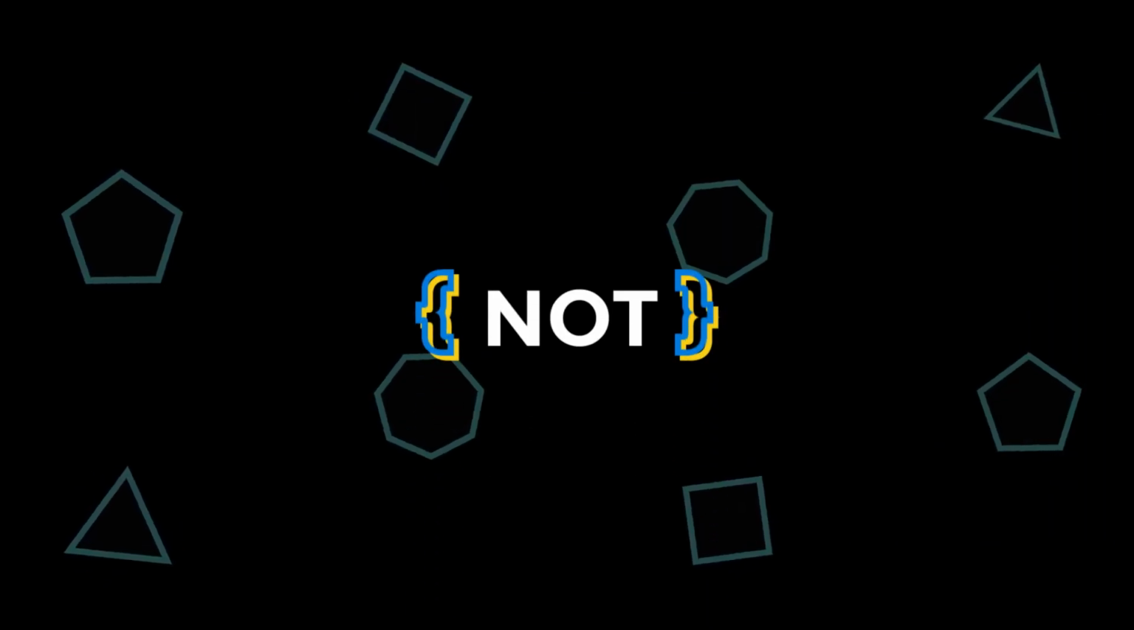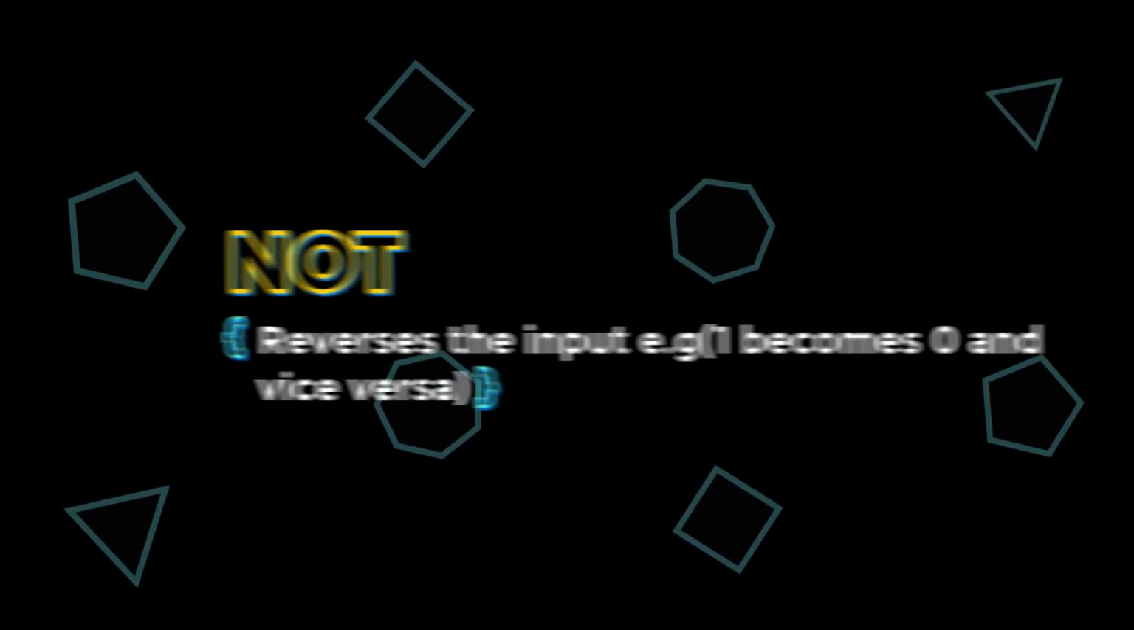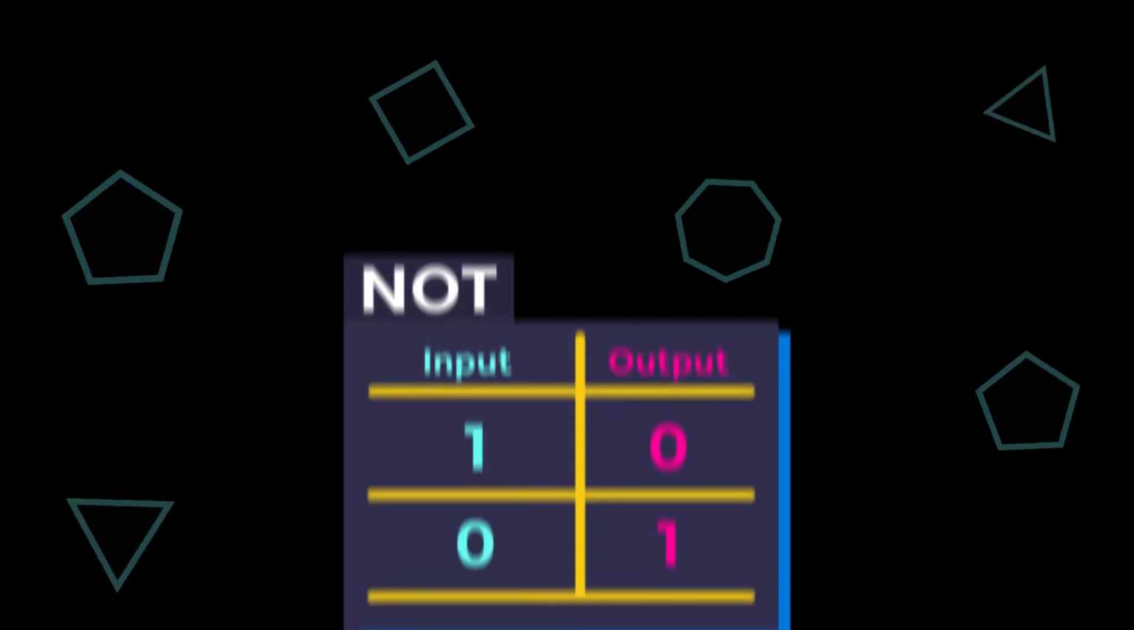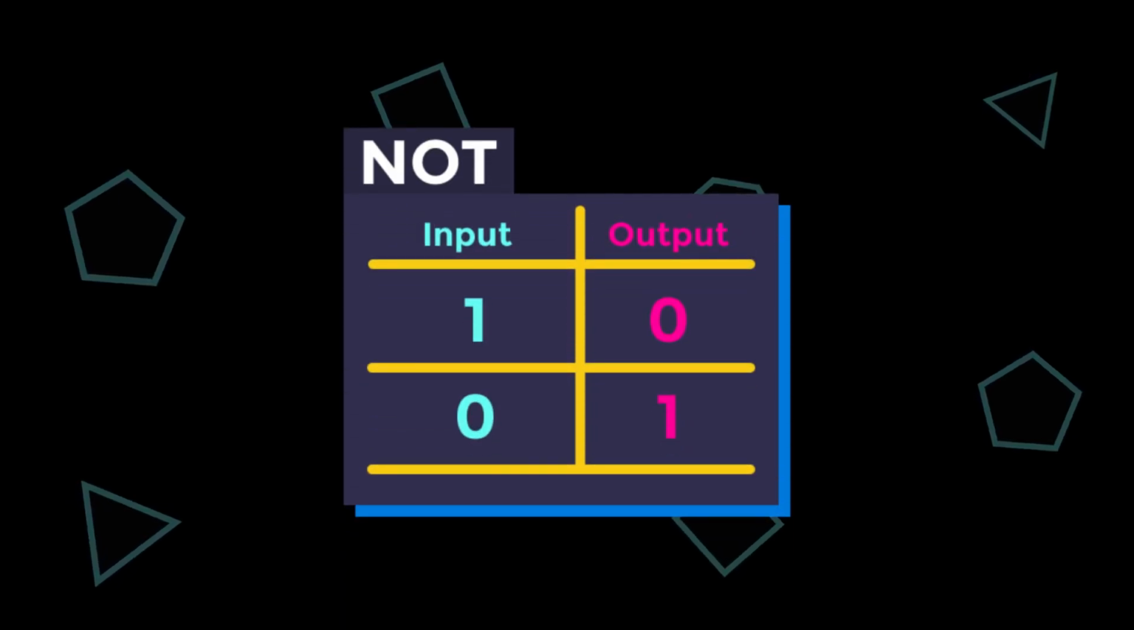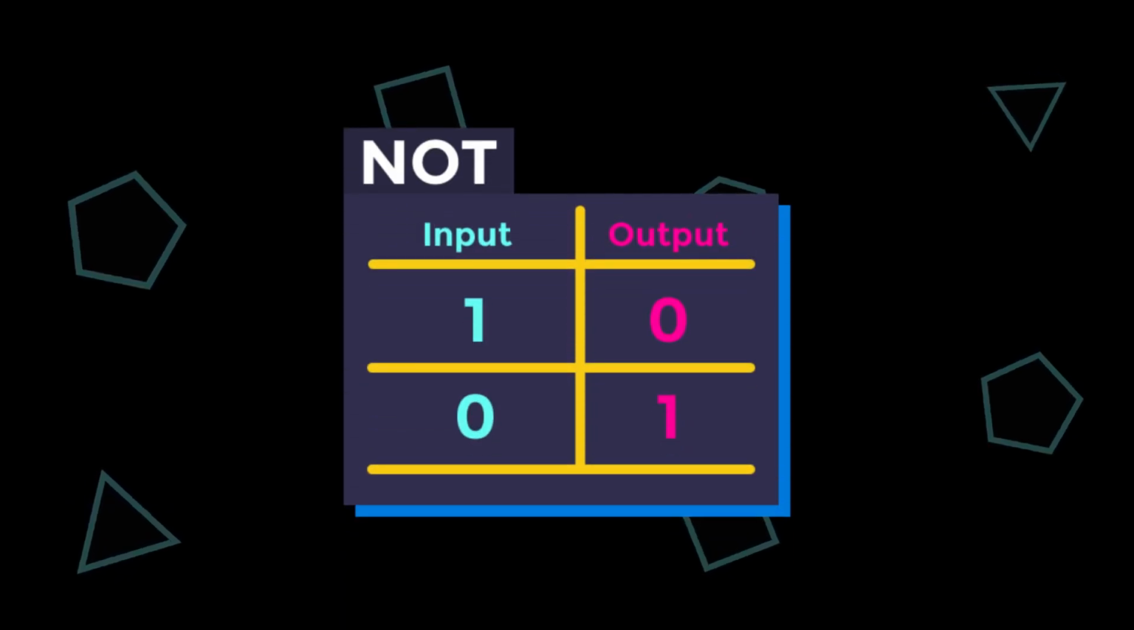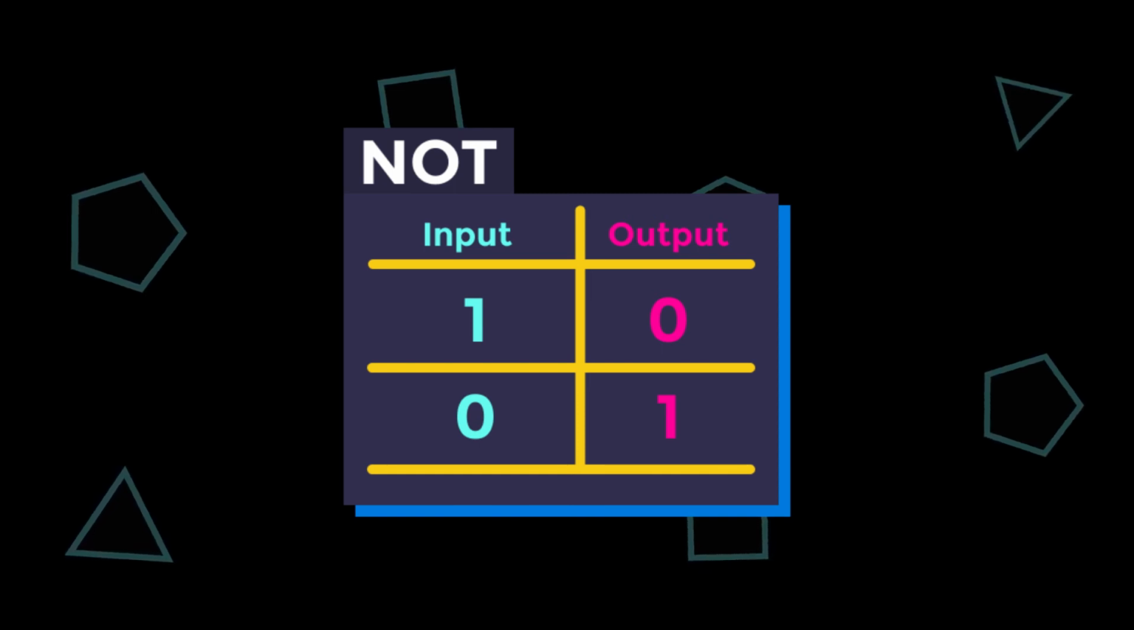Now let's move on to our last logical operator, which is a NOT. And this one is the most simple. All this operator does, it basically reverses the input. So let's see this table. So when you input a 0, the output is a 1, and vice versa. If you put in an input of 1, it outputs a 0.